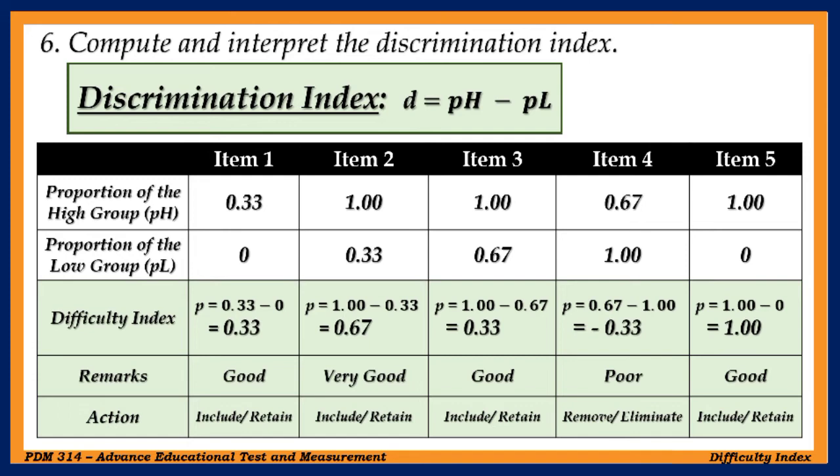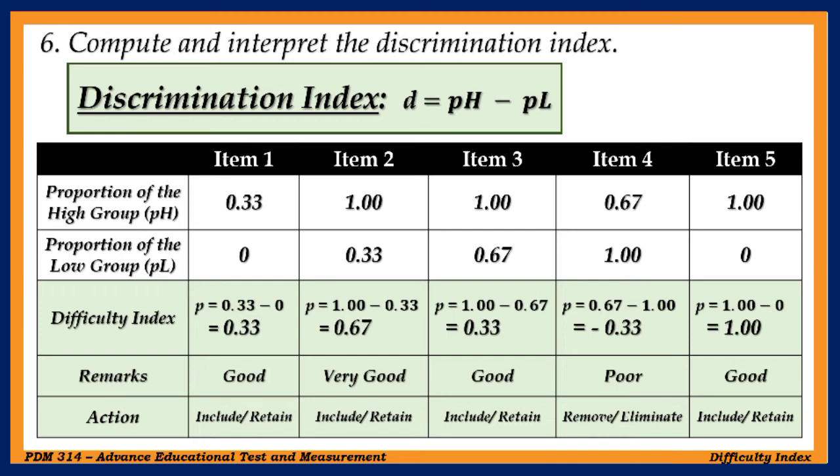Going back to our previous example, using the same table which shows the proportions for high group and low group, we can get the discrimination index easily by subtracting their proportions. For item number 1, the discrimination index is 0.33 minus 0 is equal to 0.33, which is interpreted as a good item, thus the item will be included or retained. For item number 2, the discrimination index is 1 minus 0.33 is equal to 0.67, a very good item, which must be included or retained.